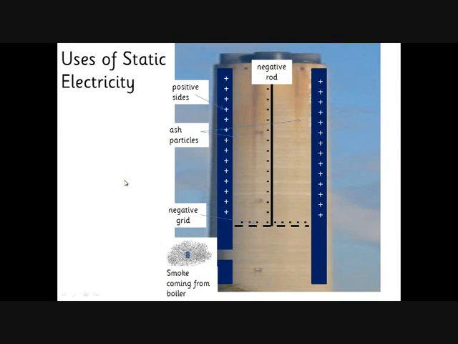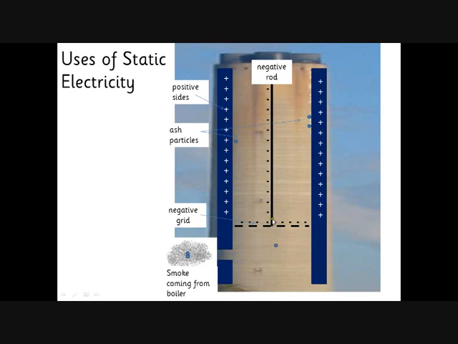They don't very often ask questions which are just about that. They usually ask you for some applications. They might ask you for something you've never seen before, but here are a couple of examples to help you think. One is getting the smoke out of power station chimneys. Here's some smoke, coming from the boiler. It goes up through a grid at the bottom. The grid's got negative charges, so the smoke particles become negatively charged.